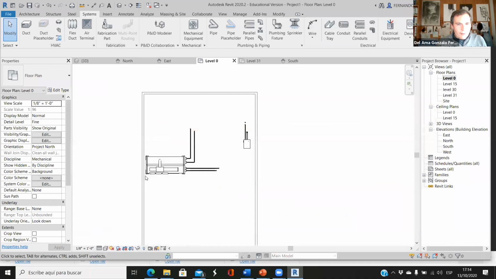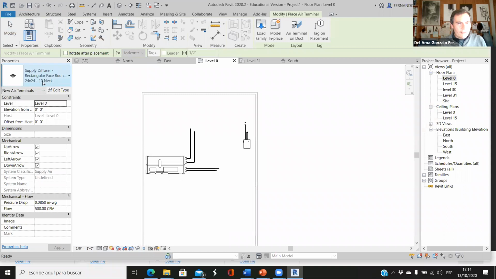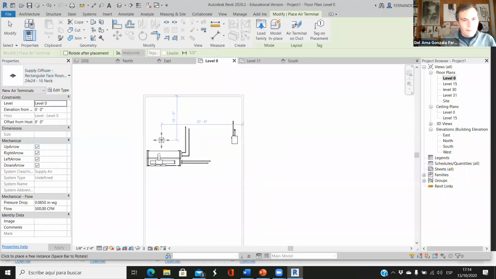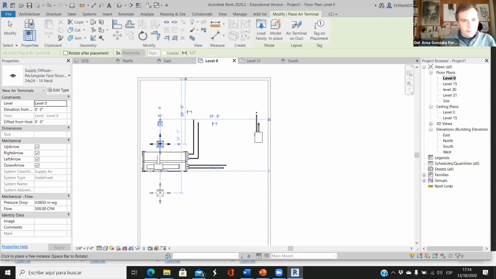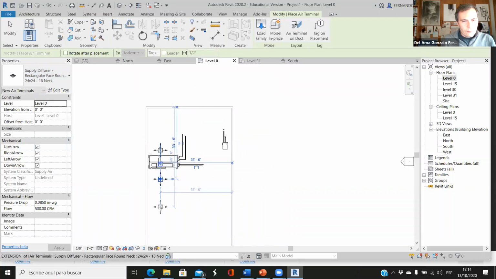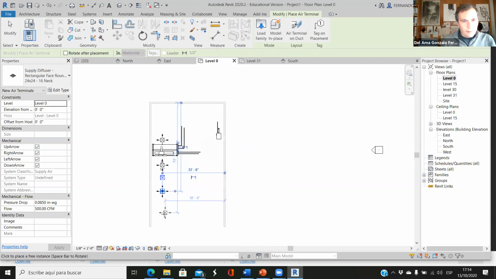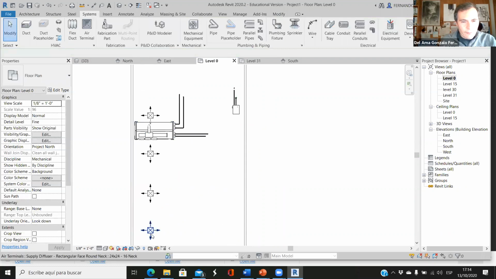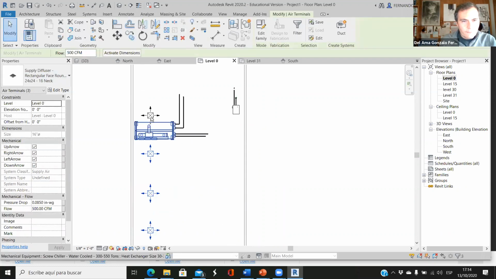So what can I do here? Okay, so if we are designing these air terminals, you see that this is the 10 neck. 10 is the diameter of the flexible duct. Can we change it? Yeah, we have here a 16 neck. Okay, so let's use this one. It will be better. And then let's place 1, 2, 3, and 4.